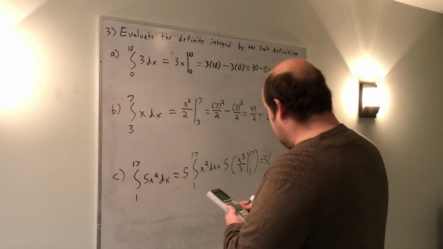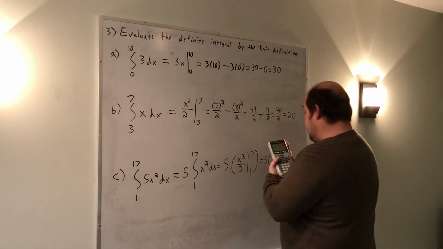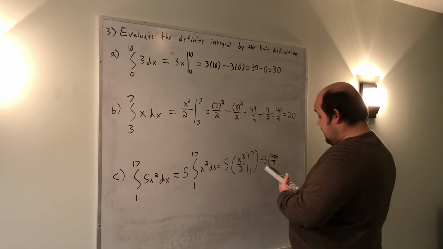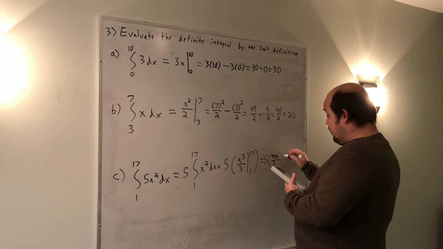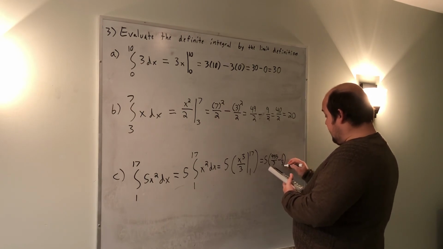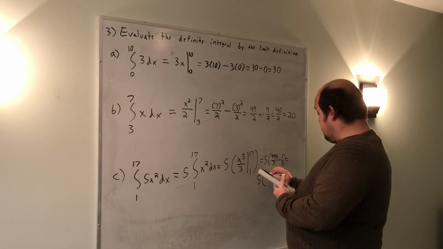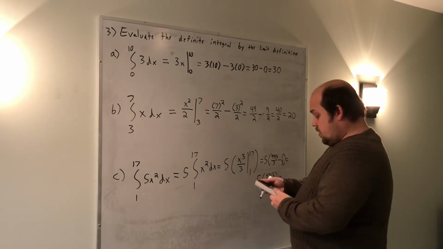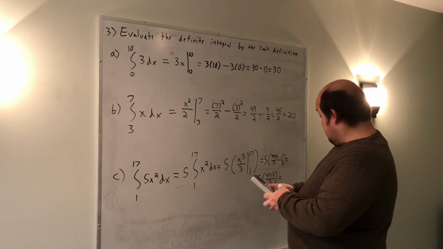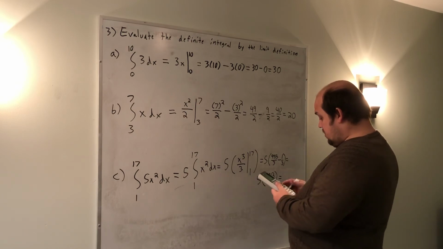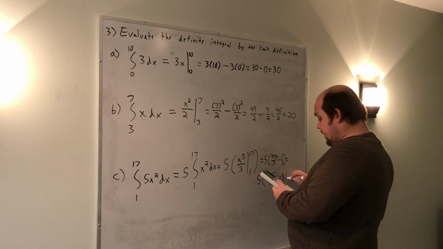17 to the third power gives me 4913, divided by 3. From that, I'm going to subtract 1 cubed, which is 1, divided by 3. So this is going to become 5 times 4912 divided by 3. When I put that in my calculator, 5 times 4912 divided by 3 gives me 8186.67.